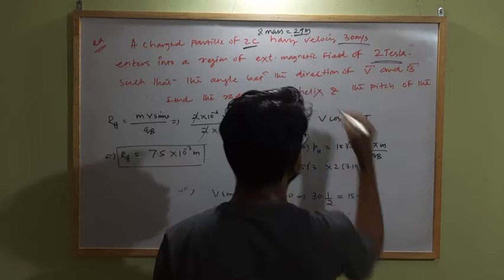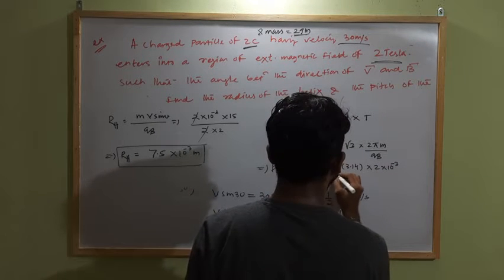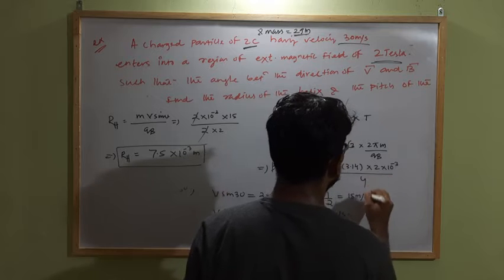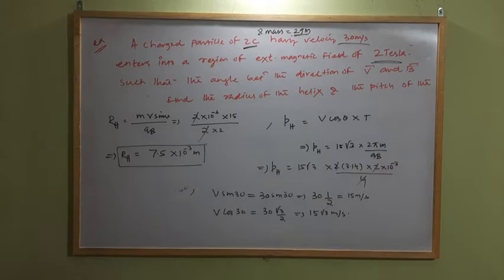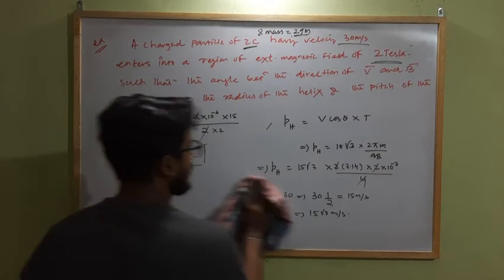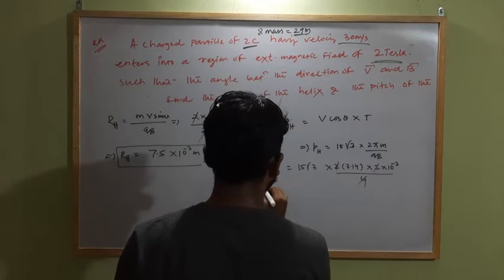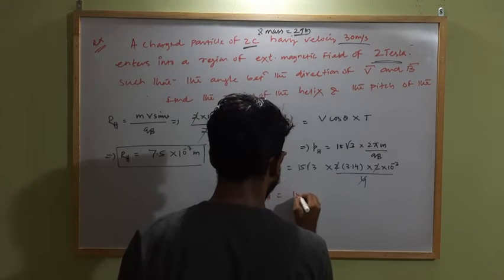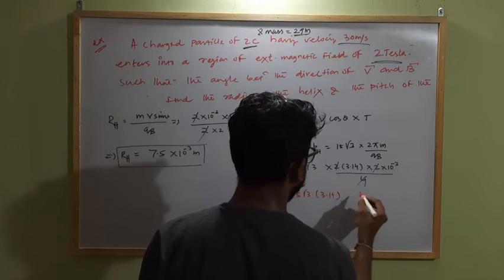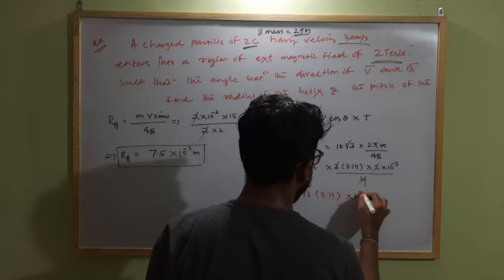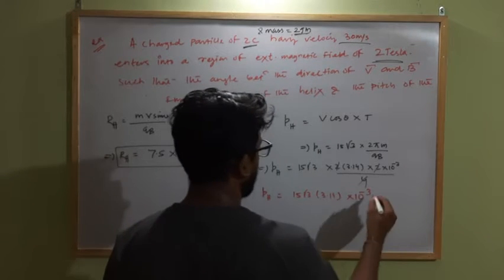M is here 2 gram, so 2 into 10 to the minus 3 kg divided by 4. So 2 and 4 will cancel. So this can be written as pitch equal to 15 root 3 into 3.14 into 10 to the minus 3 meter.